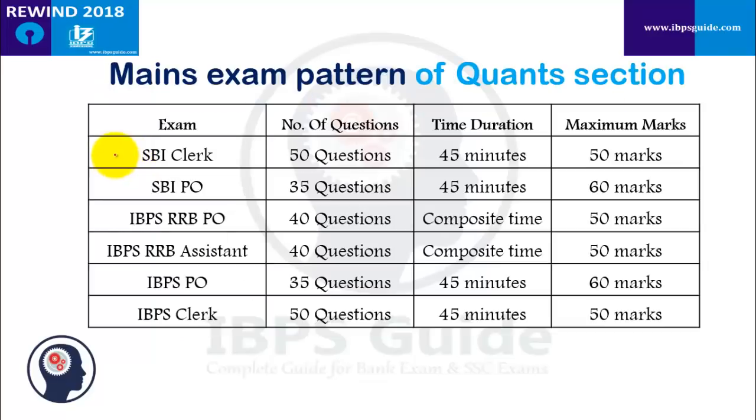Now look into the Quant section. For the SBI Clerk exam, the number of questions is 50 and the time duration is fixed, that is 45 minutes. Maximum marks is 50. But for SBI PO and IBPS PO, this quantitative aptitude section is named data interpretation and analysis. For the rest of the exams, IBPS RRB PO, IBPS RRB Assistant and IBPS Clerk, the name is quantitative aptitude. But in IBPS RRB PO and RRB Assistant, composite time is given, meaning there is no fixed time duration. In the IBPS Clerk quantitative aptitude section, a fixed time of 45 minutes is given and maximum marks is 50. Now let's move toward the reasoning section.